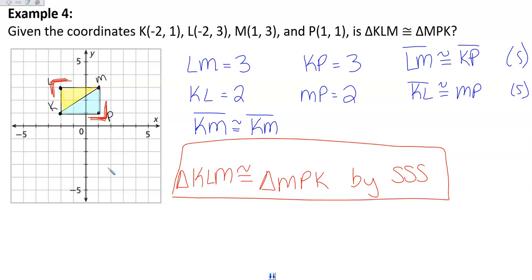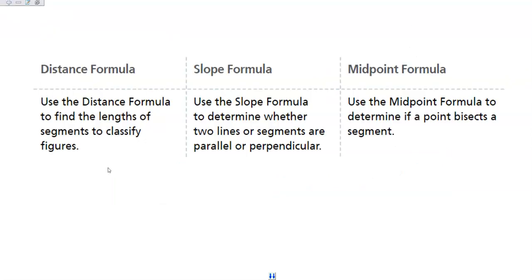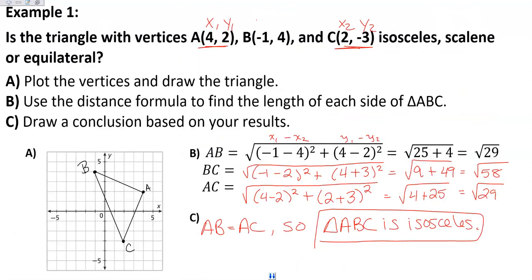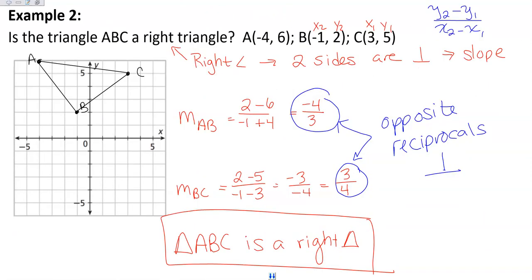All right. So just as a wrap up here, we're going to use the distance formula to find the lengths of segments and to classify figures. We're going to use the slope formula to determine whether two lines or segments are parallel or perpendicular. And we can use the midpoint formula to determine if we have a point that's bisecting something. So some of the other things that I could have used for that is the midpoint formula on the diagonals of the quadrilateral. So we could have come back here. Oh, too far. To this one.